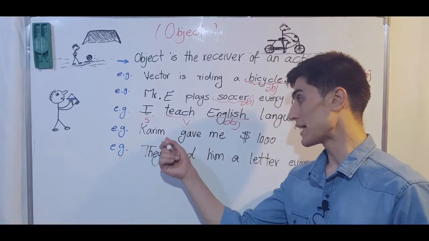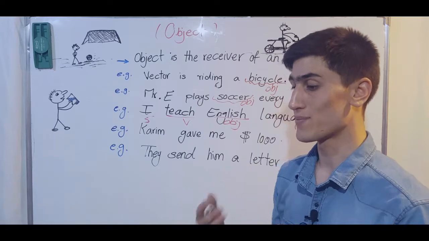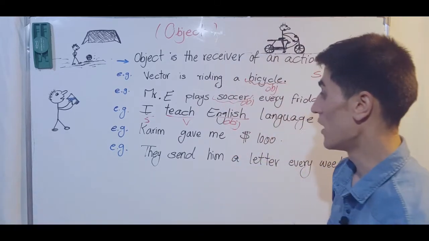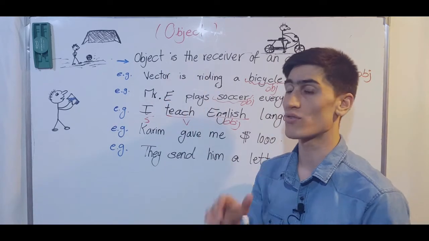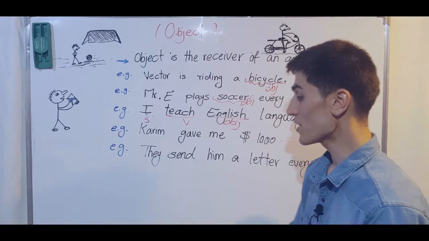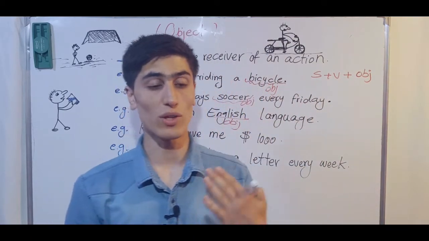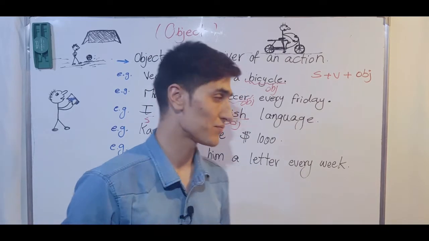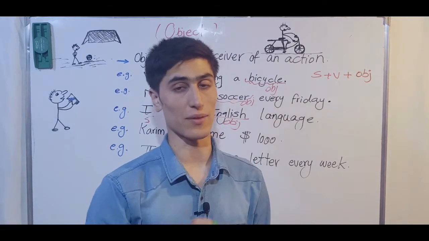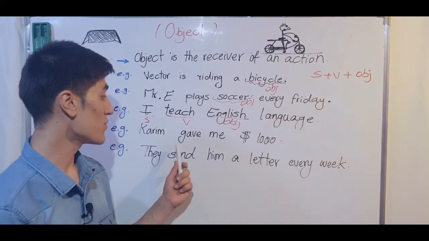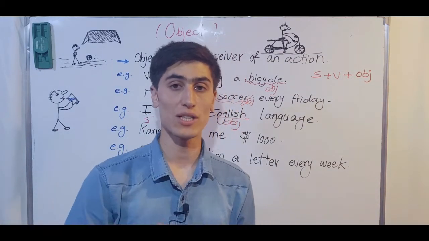Next example: Kareem gave me $100. So this is where I should explain the types of object. In this example, we do have object, but it is not the same with the first three sentences. Why? Because here we don't have a direct object. Here we have an indirect object. And what a direct object and what an indirect object is. A direct object receives the action directly. An indirect object receives the direct object, or it receives the action indirectly.